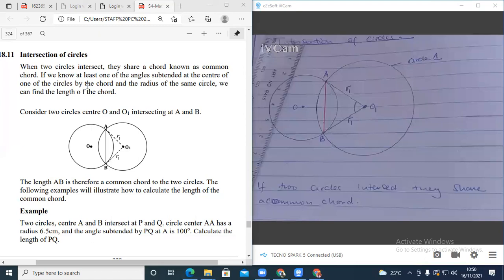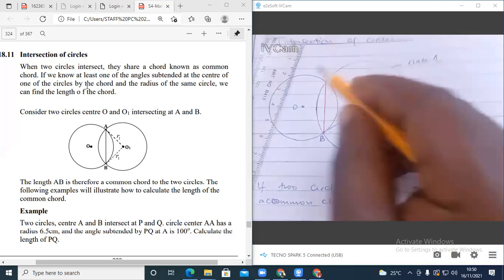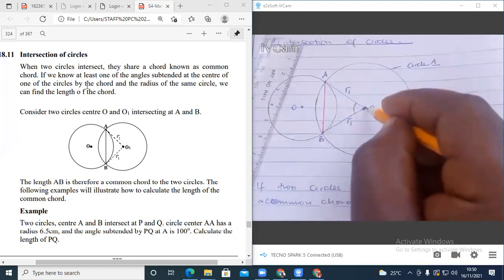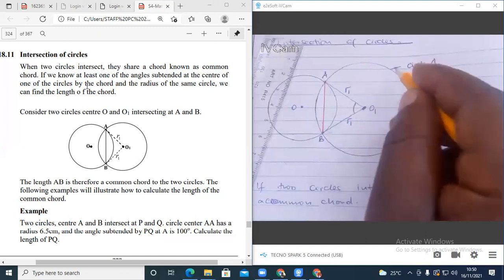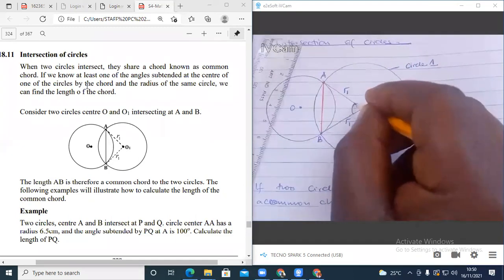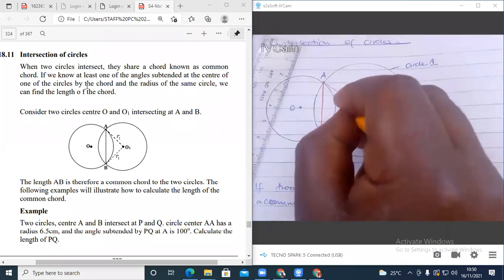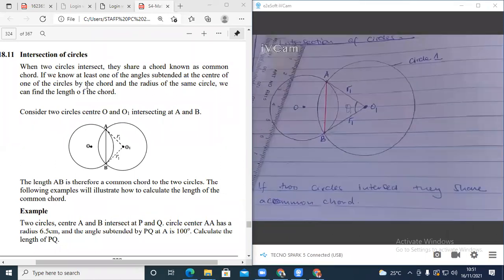Or we can say it gives rise to an angle at the center. So this chord gives rise to an angle at the center of this circle, and that angle at the center I may call theta. Call it theta 1. That angle is at the center of circle 1.